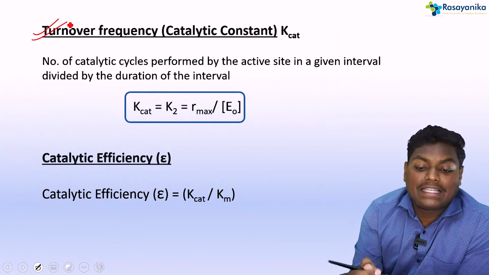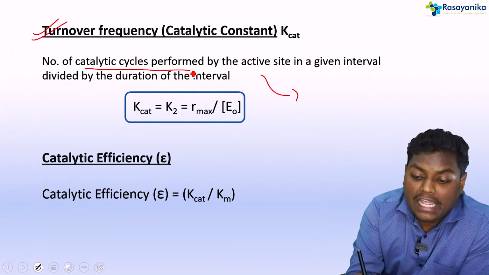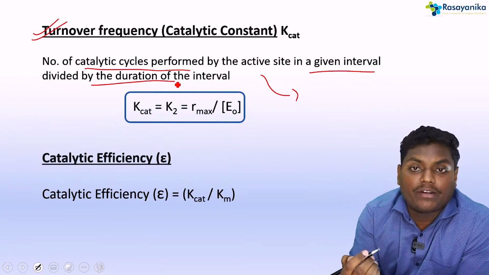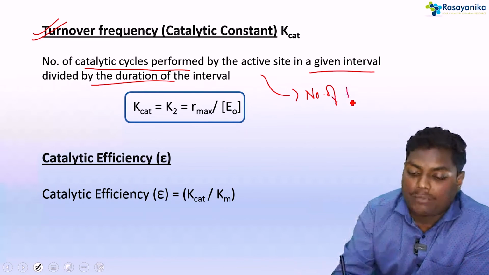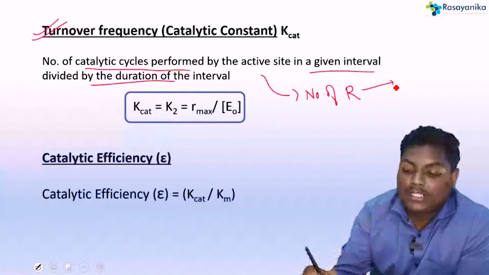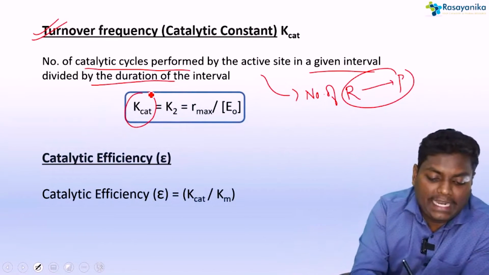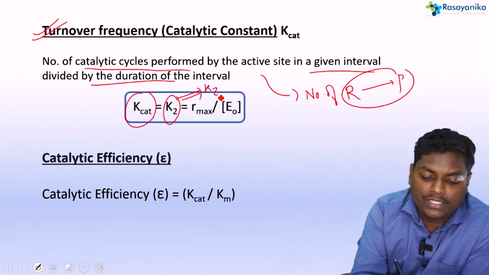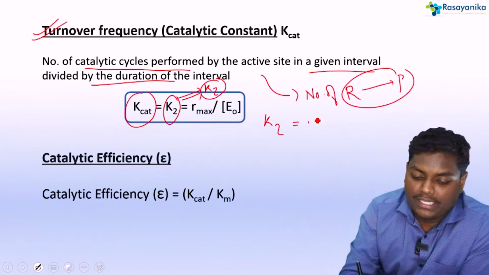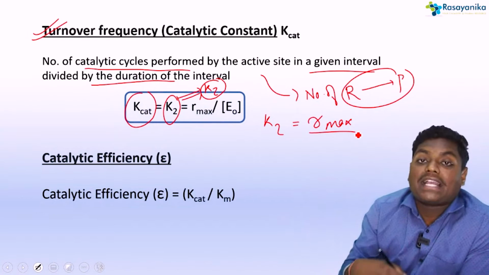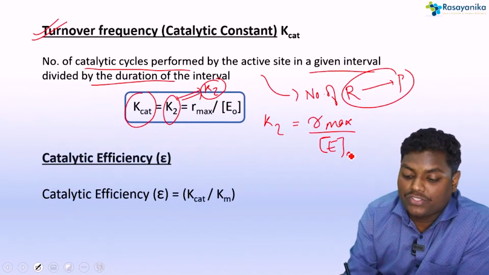Turnover frequency can be defined as the number of catalytic cycles performed by the active site in a time interval divided by the duration of the time interval. In other words, it is the number of molecules of reactant that are converted into product by a single active site in a unit time. This is given by Kcat, which is equal to K2. K2 is the rate constant for the formation of product. From previous equations, we know K2 is the maximum rate of the reaction that we can achieve divided by the initial concentration of the enzyme.